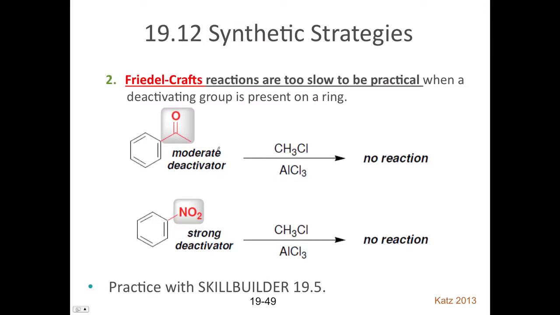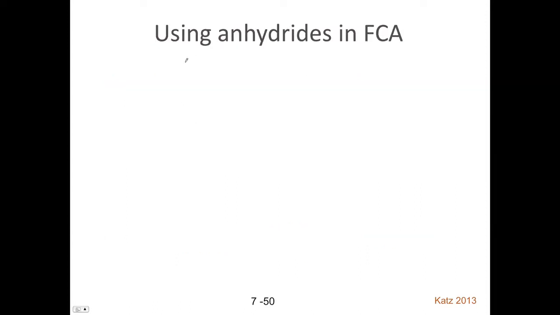All right, Friedel-Crafts, we know this, is too slow to react when you have a deactivating group present. But let's not say deactivating group. Let's say when you have a meta director on there. Okay, so this guy here doesn't work, no reaction. So Friedel-Crafts alkylation or acylation doesn't work when you have a moderate or a strong deactivator. With a weak deactivator like halides, you can definitely do that. Okay. Using anhydrides in Friedel-Crafts acylation. I love anhydrides.